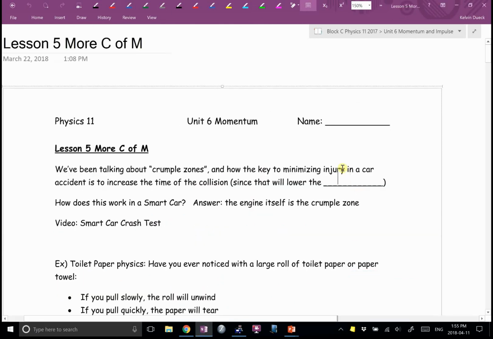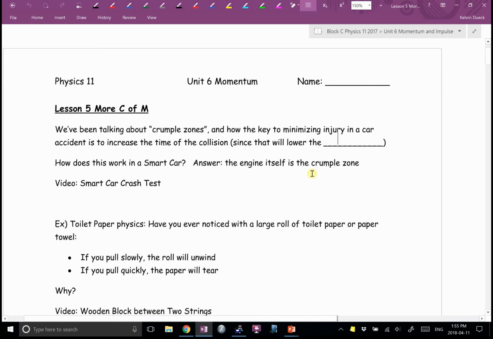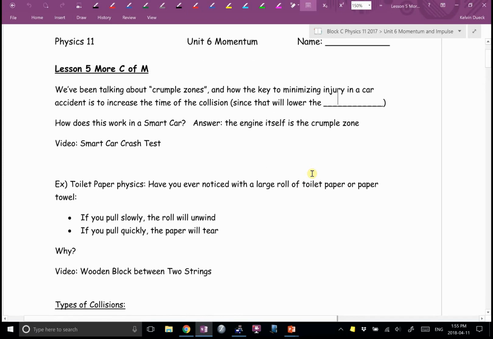Chloe, can you read me the title of this lesson, kiddo? What does C of M stand for? Do you remember? Conservation of momentum. Okay. First, we're going to go off on a tiny bit of a tangent. I've been talking about crumple zones and how the key to minimizing injury in a car accident is to increase the time of collision. Because if you increase time, what does that lower in our impulse equation? Force. Good. Which lowers the acceleration, and it's the acceleration that does the damage to people.